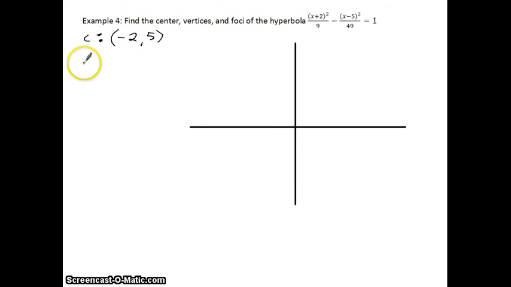And then we have a squared is over the x squared. So that means a squared is 9. And we have b squared is equal to 49. This tells me that my transverse axis is going to be parallel to my x-axis. Let's go ahead and plot the center and the a and the b values, and get a visual of the hyperbola and then come up with the vertices and foci.